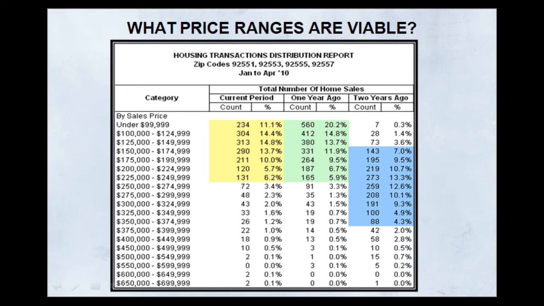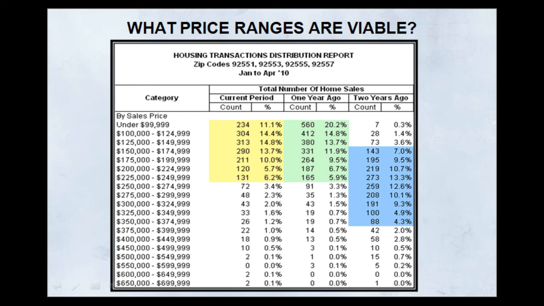Here's another way we look at our housing transactions report at where are the viable price points. We can see housing transactions distribution year over year, again covering the period January to April 10th. 2 years ago, shown in blue, I've highlighted every price category with more than 4% market share. So you can see nothing really under 150. Market starts to peak at about 350 and really loses volume over 375.